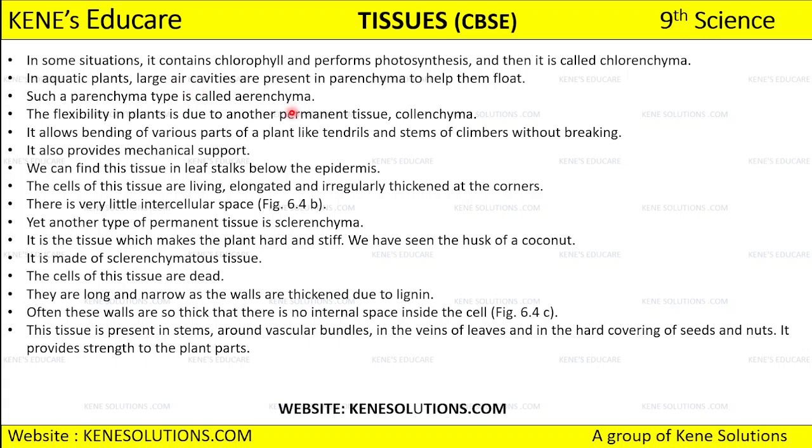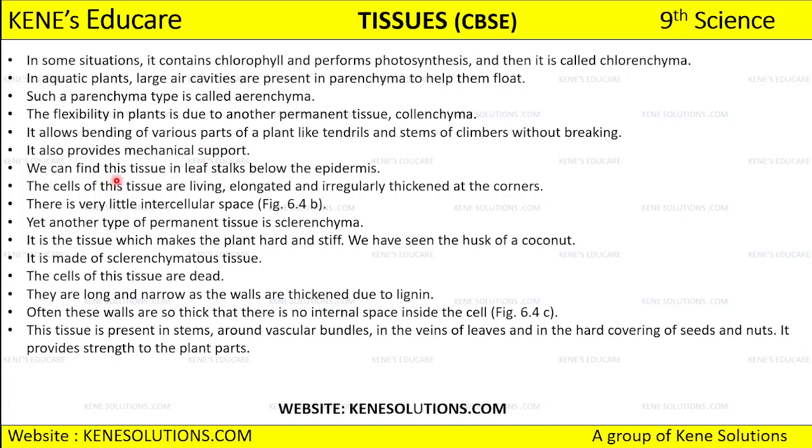Okay. Now whatever kind of flexibility that we can see in the plant is because of another permanent tissue, called collenchyma. Okay, so collenchyma क्या करता है? We all know that various parts of plants bend, right? So bending कौन allow करता है? The bending of various parts of the plants like tendrils and the stems of climbers without breaking is allowed by the collenchyma itself. So in short, collenchyma provides mechanical support. Collenchyma क्या करता है? Mechanical support provide करता है.